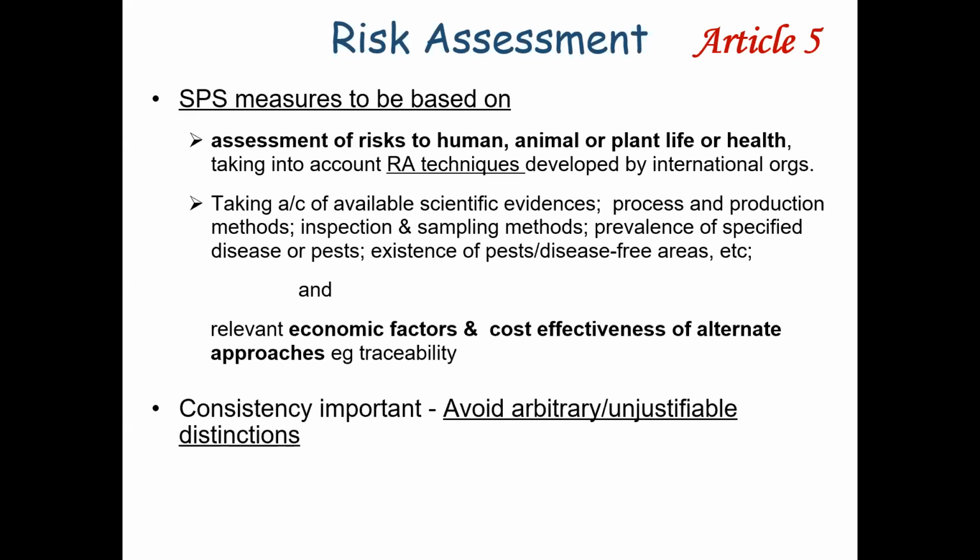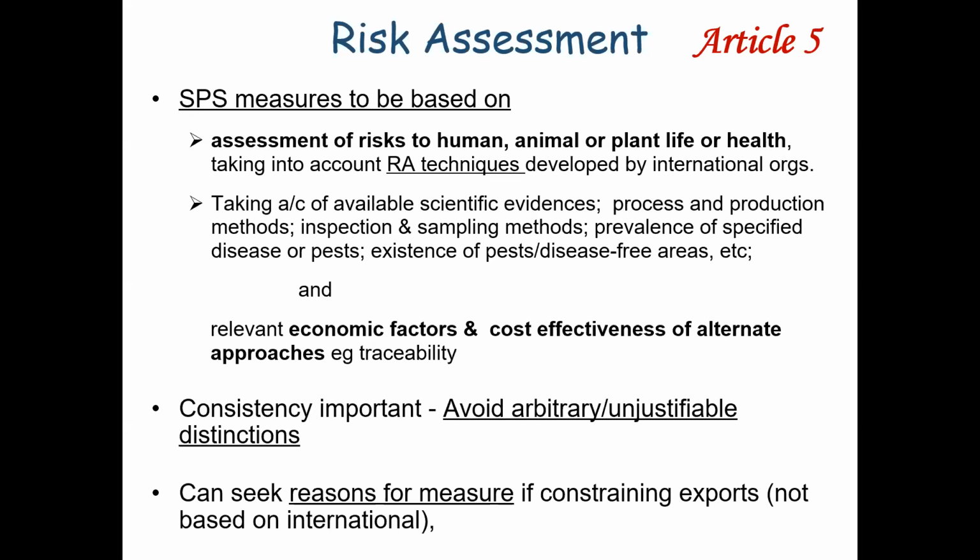It also talks of the importance of consistency. So don't have arbitrary or unjustifiable distinctions between your countries and between other exporting countries. And it says that a country can seek from the importing country the reasons why they have put in measures if it's affecting their exports and if they're not based on international standards, and the importing country is obliged to give reasons for why they have put in a measure. So they have to show their risk assessment, they have to show their scientific basis, or if they're looking at economic factors or alternate approaches, they need to look into all that and provide this information to the exporting country. So this is what risk assessment is in the SPS agreement.